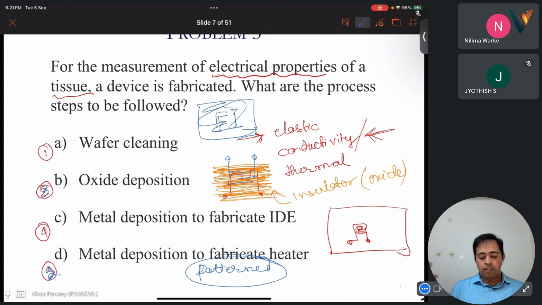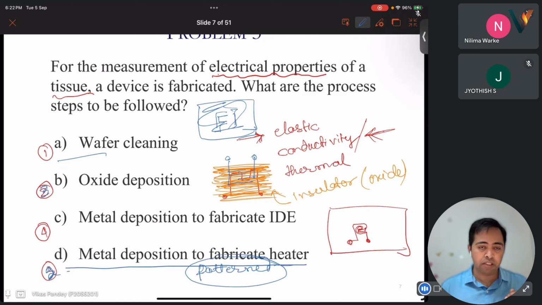So in this case, what is being done is wafer cleaning, then metal deposition to fabricate the heater. The heater pattern is deposited, say, by this shadow mask. It is called a shadow mask because it creates a shadow kind of structure. It will mask out everything, and only the part where it is open will get deposited. Then we go for oxide deposition so that it is covered and does not short in the next step. Then is the metal deposition to fabricate the ID. That also can be done using a shadow mask. Fine. Clear?